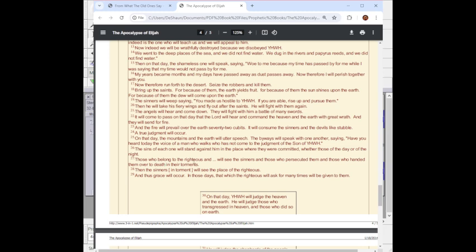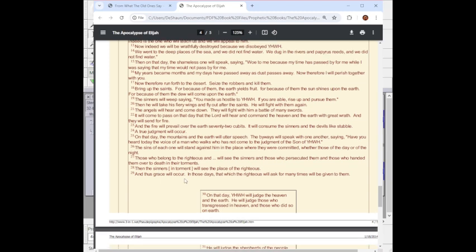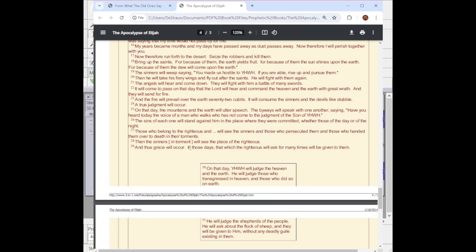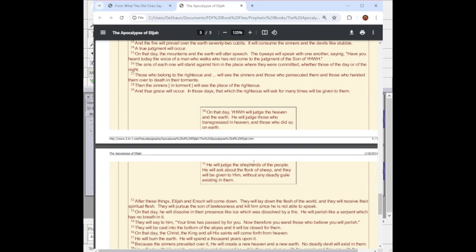Those who belong to the righteous will see the sinners and those who persecuted us and those who handed us over to death in our torments. Then the sinners in torment will see the place of the righteous, and thus grace will occur. In those days, that which the righteous will ask for many times will be given unto us.